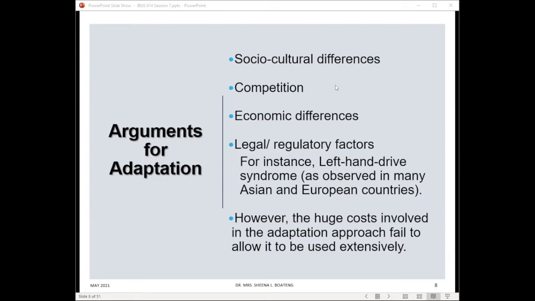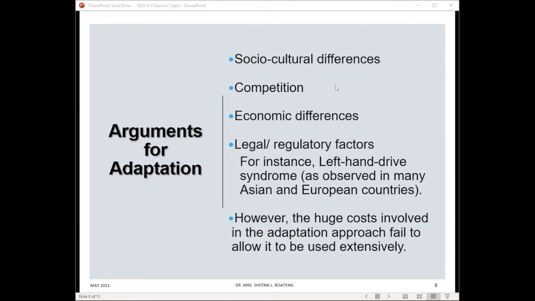Competition, again, is another argument for adaptation, because you can have a standardized product that will do well in several markets, but in certain markets, given the level of competition and how the competitors are positioning their product, you have no choice than to adapt what you have in the form of a standardized product to bring you up to the level of your competitors so that you can compete effectively. So again, adaptation is a necessary evil if you find yourself in the market that has intense rivalry from competitors.